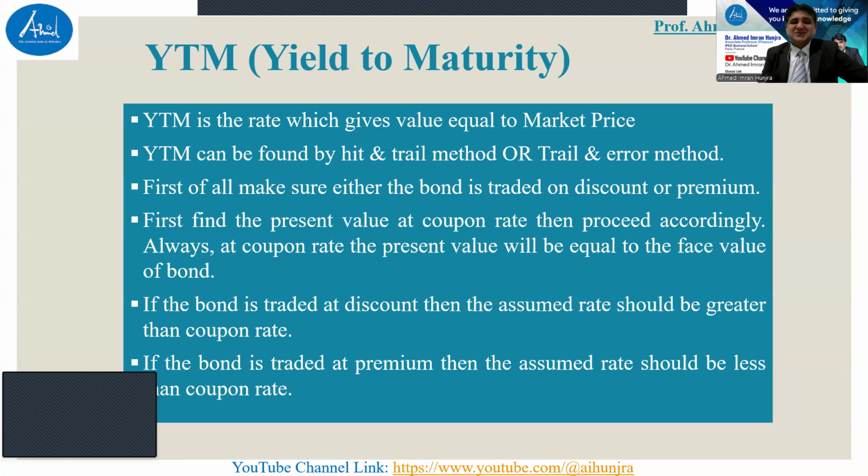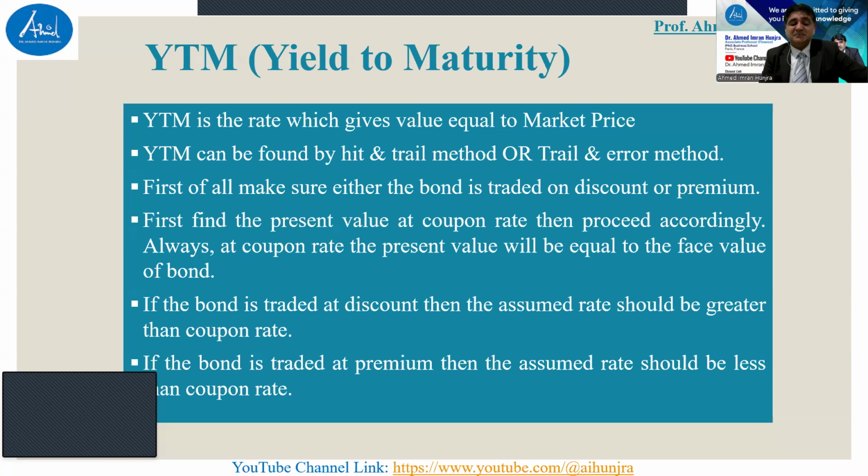If it's traded at a discount or premium, the first step is to find the present value of the bond at the coupon rate. As we know the coupon rate, once we find the value at the coupon rate, it will be equal to its market price, which is the selling or purchasing price of the bond. Whatever the coupon rate is, you're not supposed to find it, just for understanding. So the first step is to find the present value at the coupon rate, then proceed accordingly.